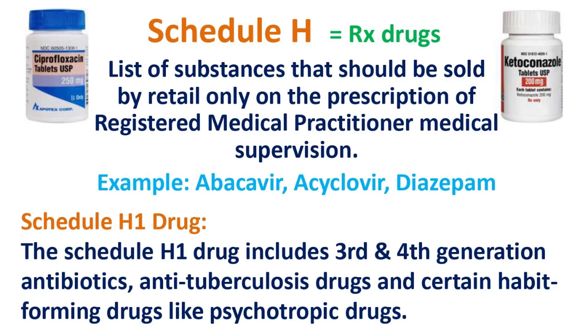And there is another schedule related to the H, that is Schedule H1 drug, and this includes third and fourth generation antibiotics, anti-tubercular drugs and certain habit forming drugs like psychotropic drugs, etc.